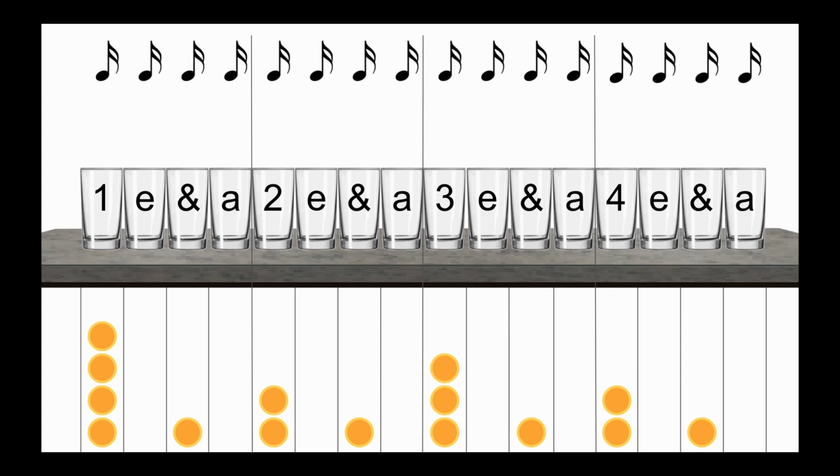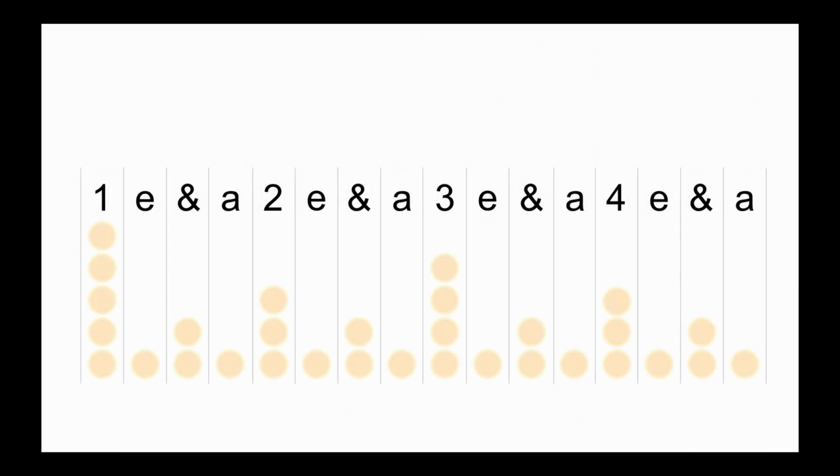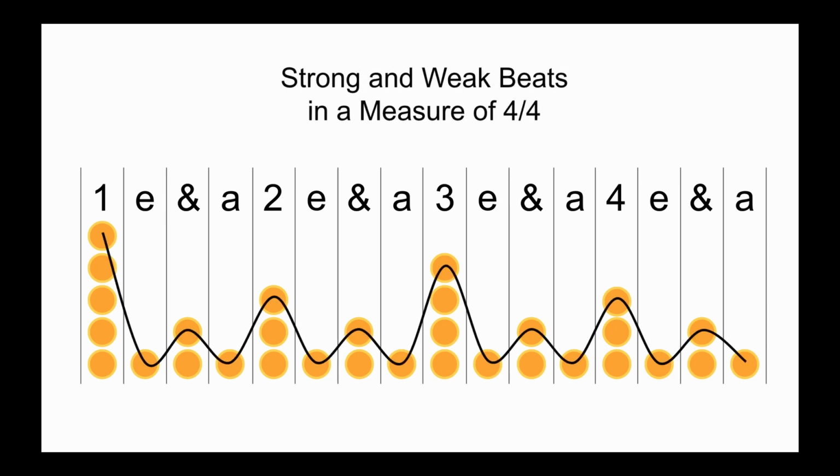Finally, I need to add coins for the 16th notes. Since there are 16 16th notes in a measure of 4/4, I'll need to add a coin to every glass on the table. When I remove the glasses and we look at how many coins we have in each column, we end up with a chart of how strong each beat and subdivision normally is within a measure.